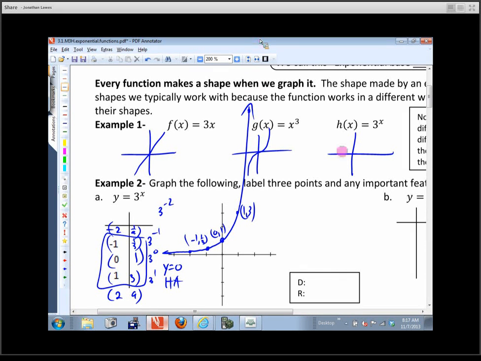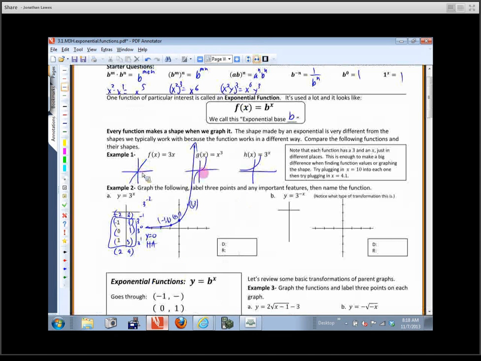Okay, so here's what the graph looks like. And these 3 shapes are completely different because of where the 3 occurs and where the variable occurs. Okay? And let's just talk for a second about if I plugged in a 10, what number do I get out of this one? I get 30, right? Relatively big number. If I plug in a 10 into this one, what do I get? I get 1,000. Pretty darn big number.